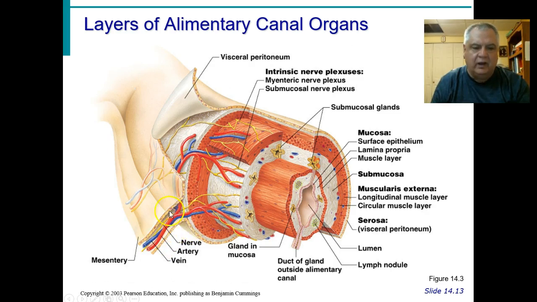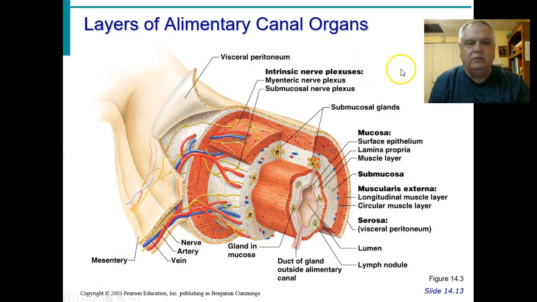It kind of has like two layers of bread with the blood vessels in between. It contains the blood vessels, the nerves, and the lymphatics. And then this mesentery will fold back on itself to attach to the body wall on either side. So out here, not shown, is where we would have the parietal peritoneum.